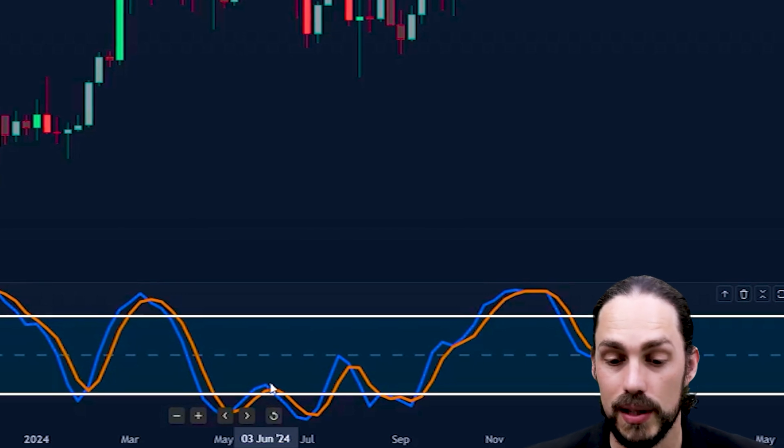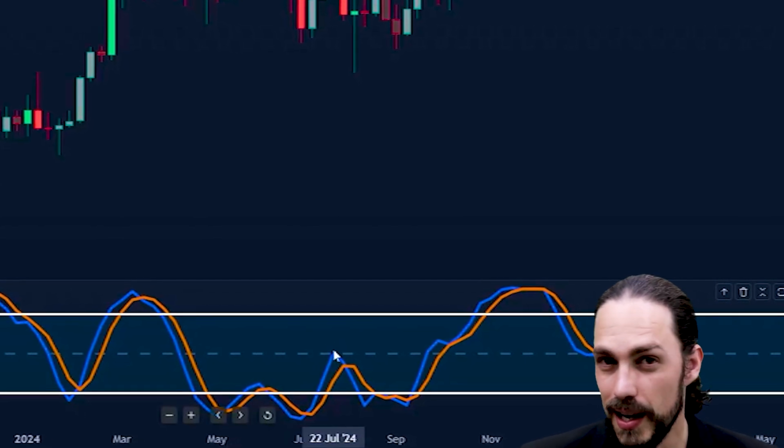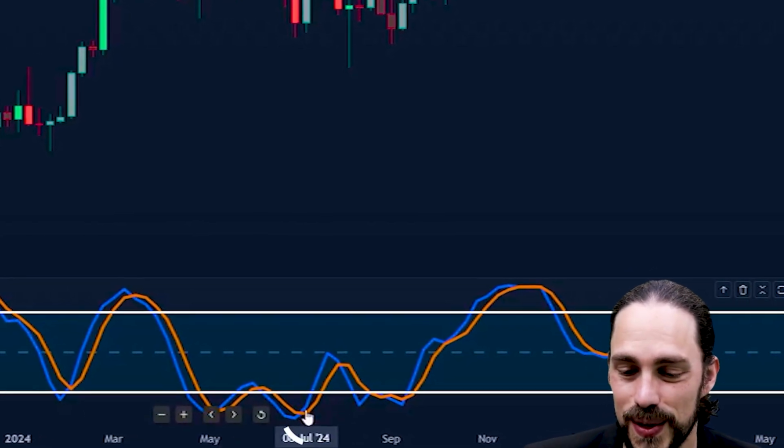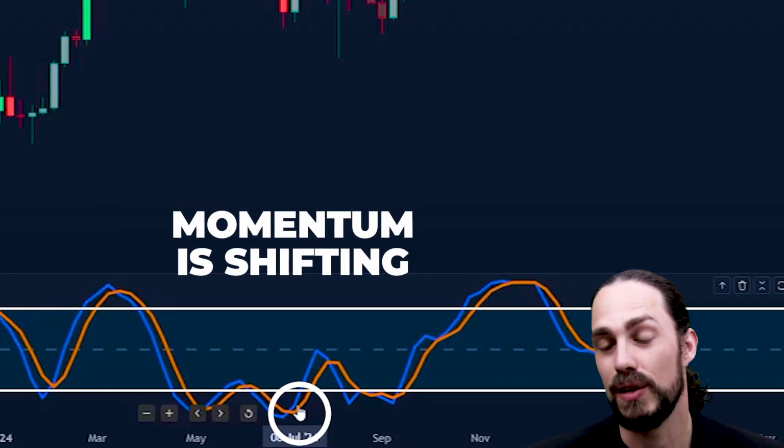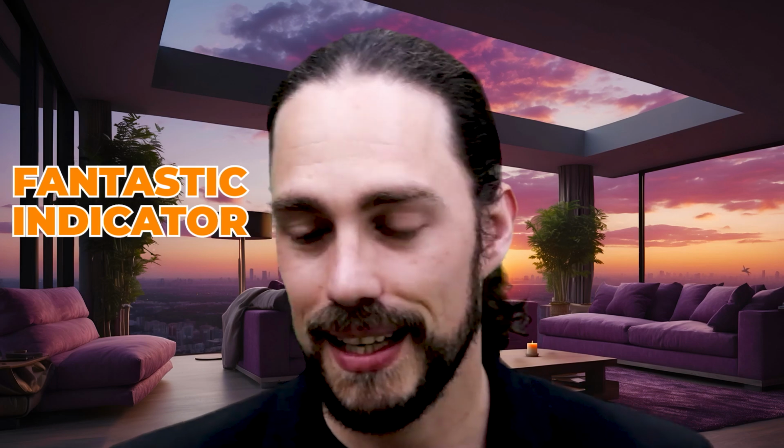However, it also gives us these early indications for our higher risk traders that if we do get a cross below the 20, it's an indication that something is coming. Momentum is shifting in the market. Fantastic indicator, and I would recommend any and all traders to start using the Stochastic RSI.